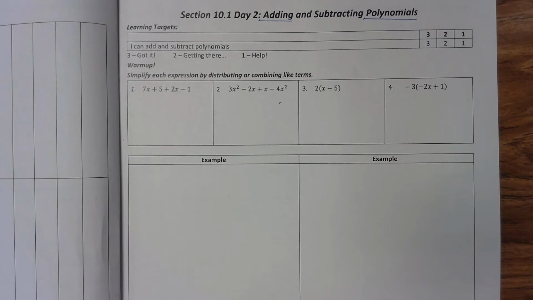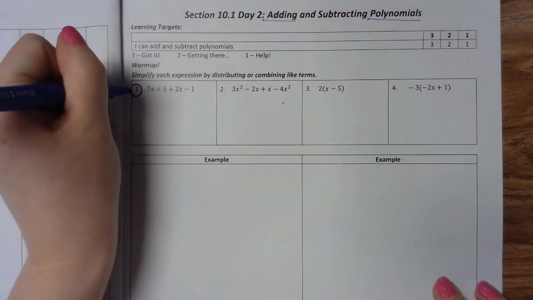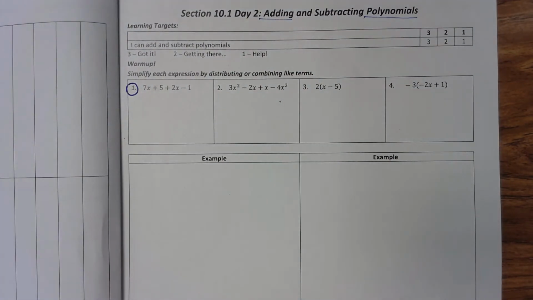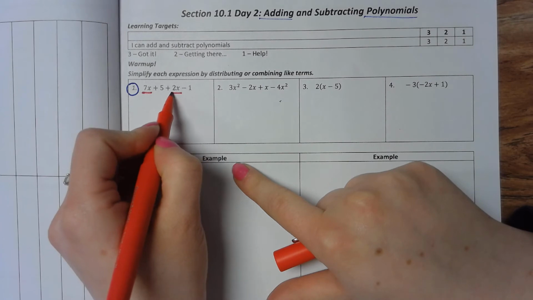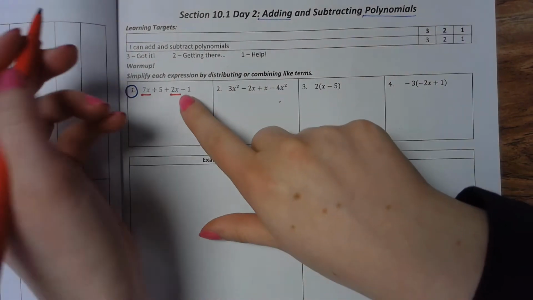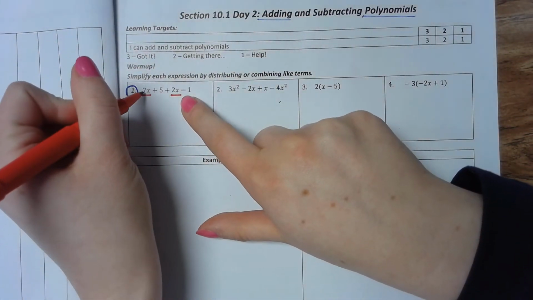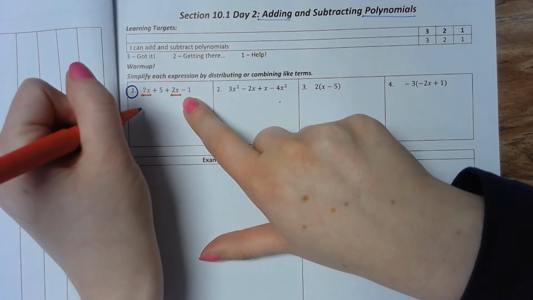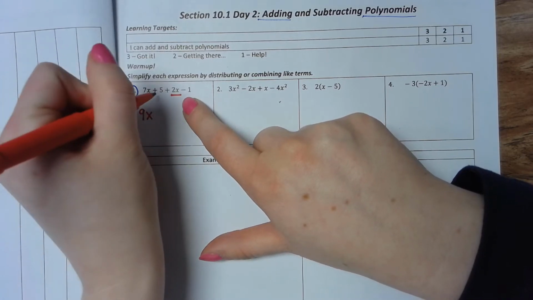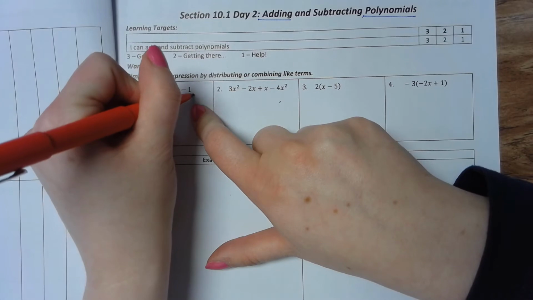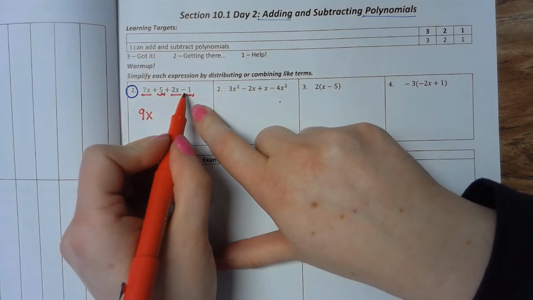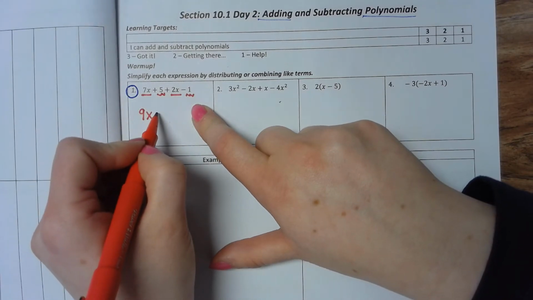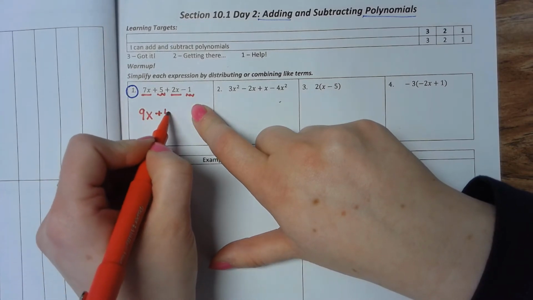All right, so today we're going to start with this first problem just to warm you up. Let's take a look at like terms. From our previous knowledge, we know that things that have the same variable go together. So 7x plus 2x, that would be 9x. And then we want to combine our constants, or our numbers without a variable. So 5 plus -1 would be +4.